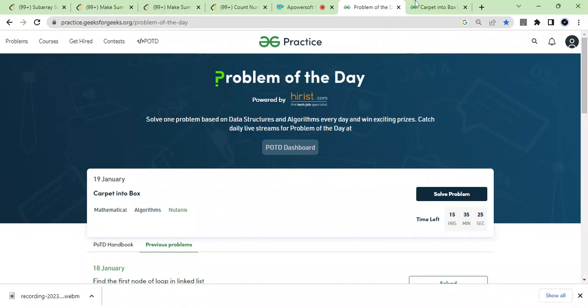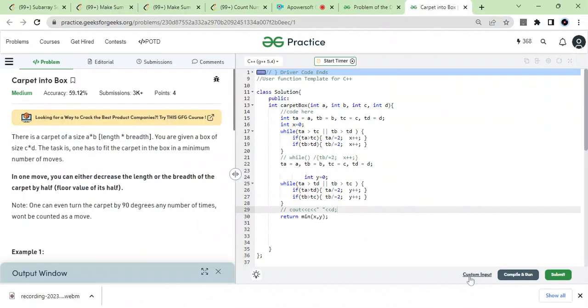So let's start with GFG problem of the day. Carpet into the box, 19 January 23. Carpet into box: you have been given a carpet of size A into B, and also a box of size C into D. And you have to fit your carpet into this box.